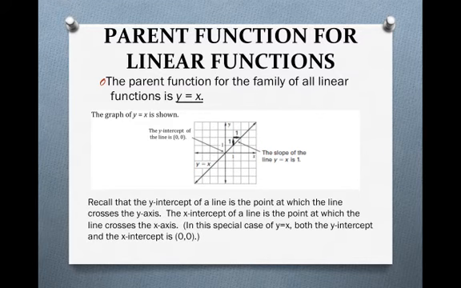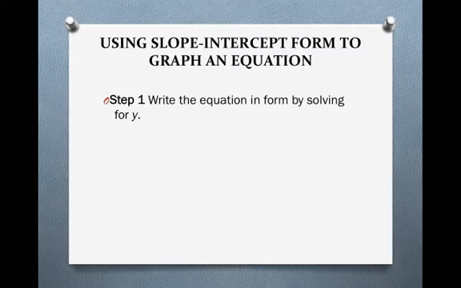Recall that the y-intercept of a line is the point at which the line crosses the y-axis. The x-intercept of a line is the point at which the line crosses the x-axis. In this special case of y = x, both the y-intercept and the x-intercept are (0, 0), because (0, 0) is the one and only point that is on both the y-axis and the x-axis.